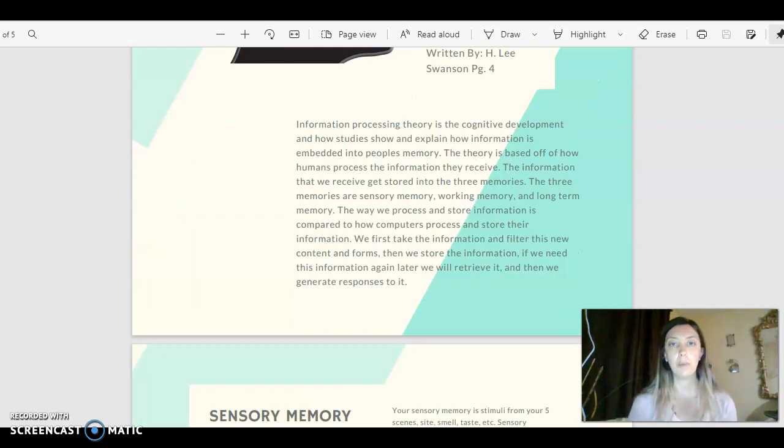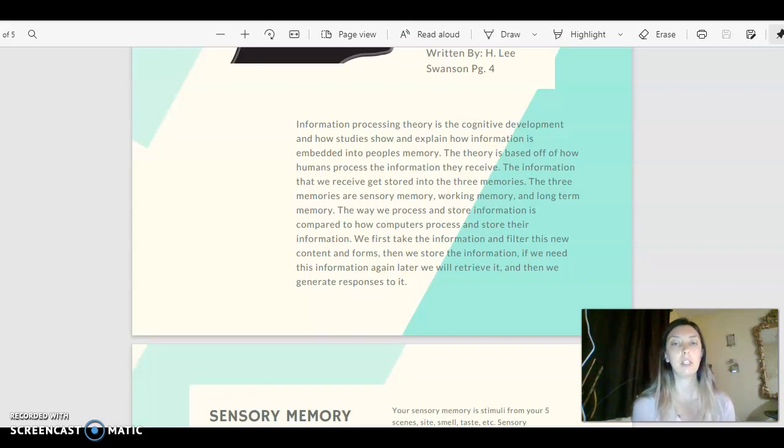Okay, so for the first page, this is where I put my introduction about what the information processing theory is. It says information processing theory is the cognitive development and how studies show and explain how information is embedded into people's memory. The theory is based off of how humans process the information they receive. The information that we receive gets stored into three memories: sensory memory, working memory, and long-term memory. The way we process and store information is compared to how computers process and store their information.